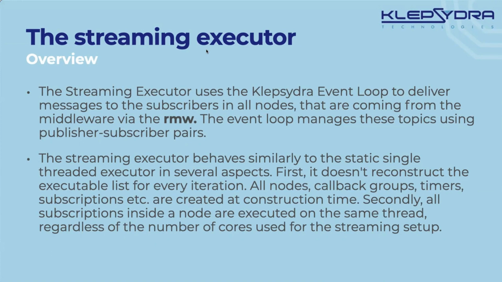The streaming executor is very similar to a static single-threaded executor in the sense that all the configuration happens at the construction level. And one of the things that happens is that nodes are mapped to event loops. This is a very important point. So if you have more than one event loop in the system, every node will be connected to just one event loop, not more than one. The implication is that every node is completely single-threaded. All the subscribers within one node are executed in the same thread. This is a key element in the whole definition of this system. So overall, nodes and event loops are mapped one-to-one.